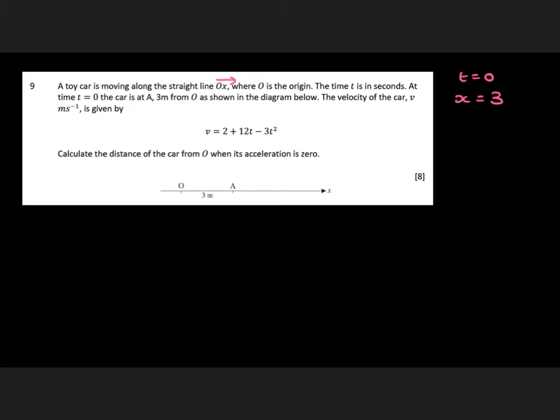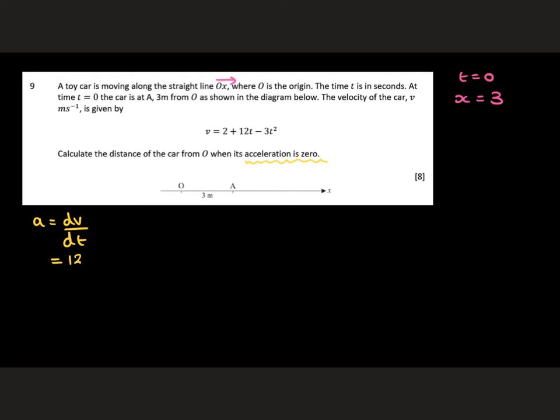Now, calculate the distance of the car from O when its acceleration is 0. So we're trying to calculate the distance at a particular time. I don't know what that time is, but I know that we're looking at a time when the acceleration is 0. So I need to find the acceleration by differentiating. So I need to find a by finding dv by dt.